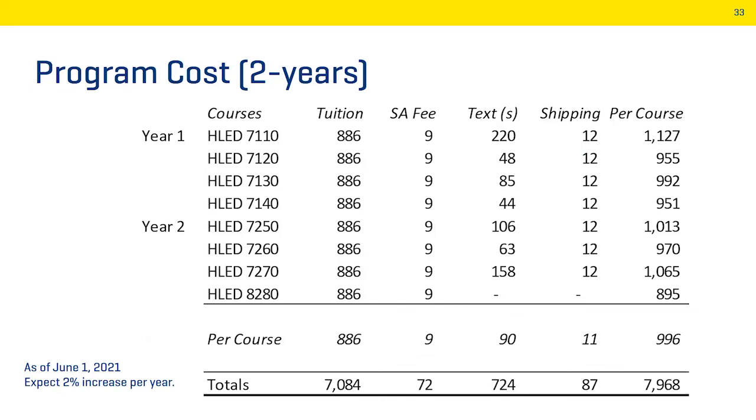In terms of the program and the costing, the tuition per course is around $886. There's a $9 student services fee. The textbooks can range depending on the course. The first course includes an additional text that's used as a reference for later courses, so the price for the text there is a little higher. If you order from BCIT, there's a shipping fee. It varies depending on your location. This is the average shipping fee. So adding all that up per course and then the total on the bottom, it's almost $8,000 for the program over 2 years. Next slide, please.